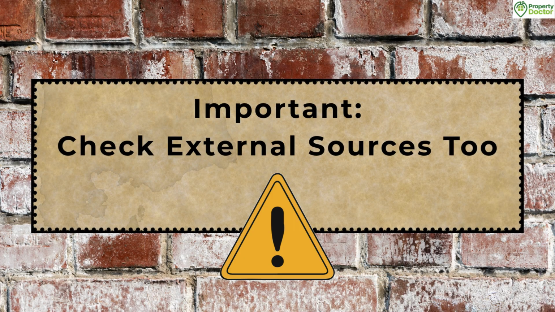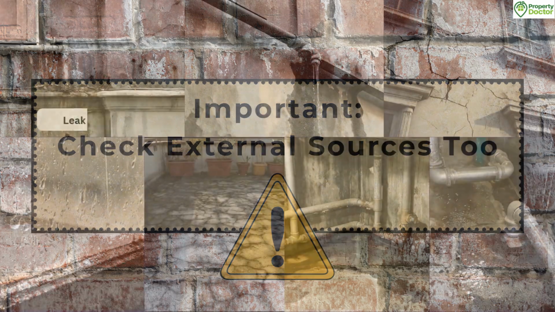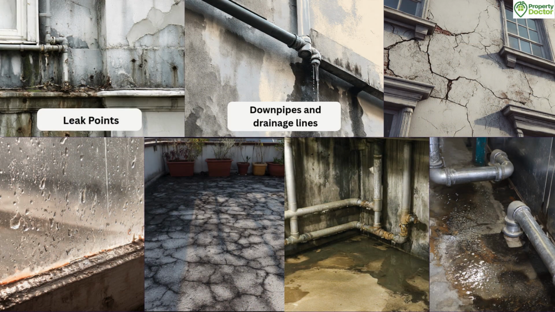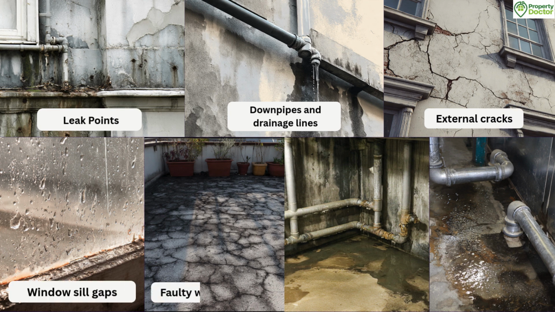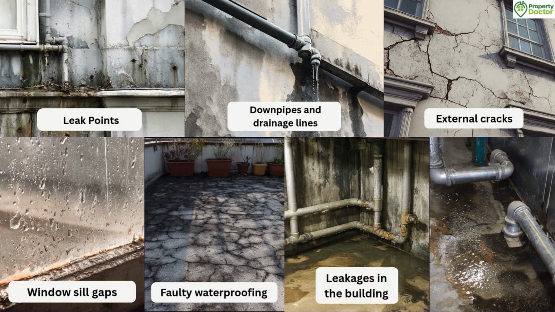Important, check external sources too. Sometimes the internal efflorescence originates from outside. These sources can be leak points, downpipes and drainage lines, external cracks, window sill gaps, faulty waterproofing, leakages in the building or any other active moisture or water ingress source.